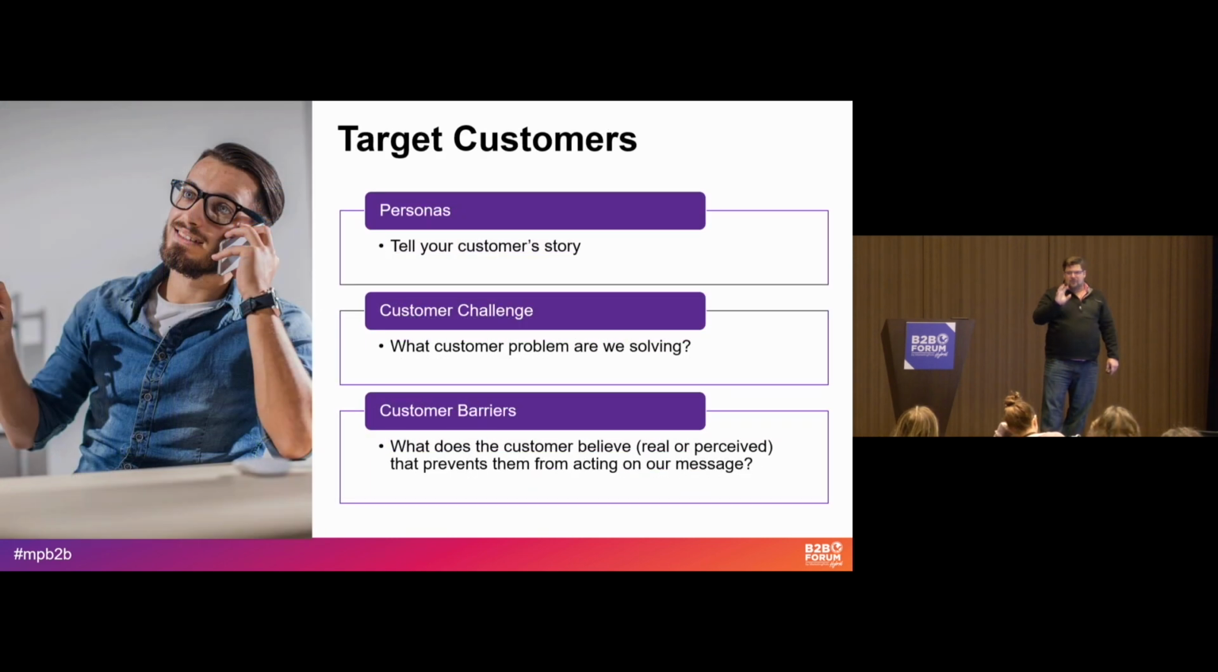Who is your target? What makes them tick? What problems are we solving for that person? And what do they believe, real or perceived, doesn't matter, that might prevent them from acting on your message? Don't be mad that they believe something that's not true. It's not their fault. It's our job to help them get over it.